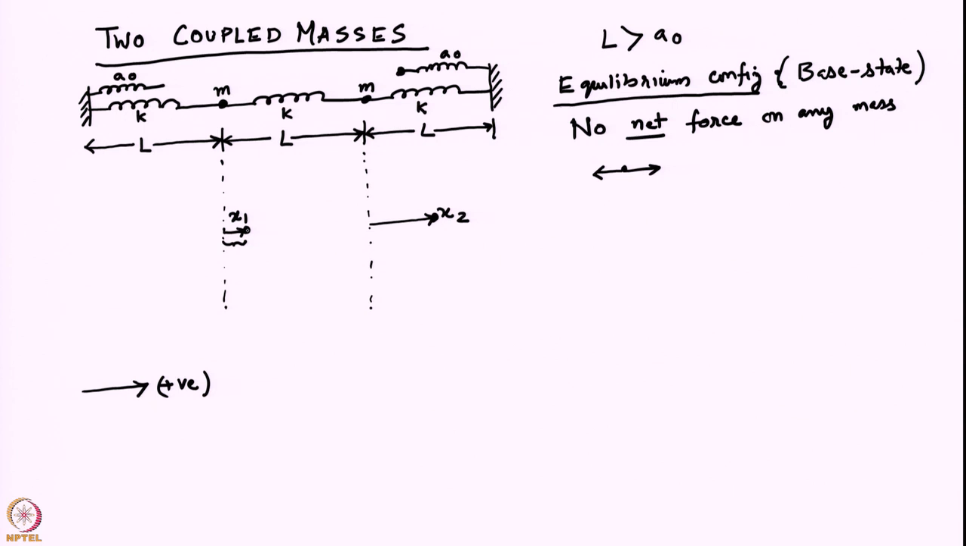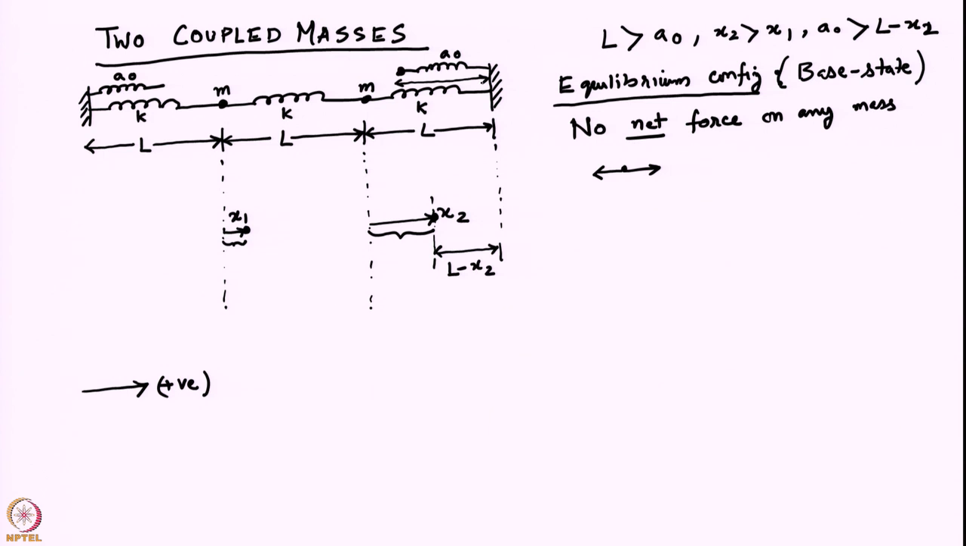So you can notice that the way I have drawn it, L is greater than A naught, x2 is greater than x1, so x2 is this displacement, and A naught is greater than L minus x2. So what is L minus x2? L minus x2 is this length, and the way I have drawn it, the rest length of the third spring is greater than L minus x2.